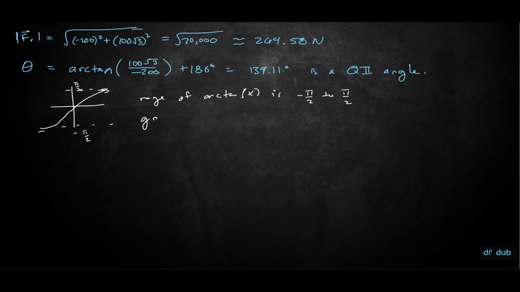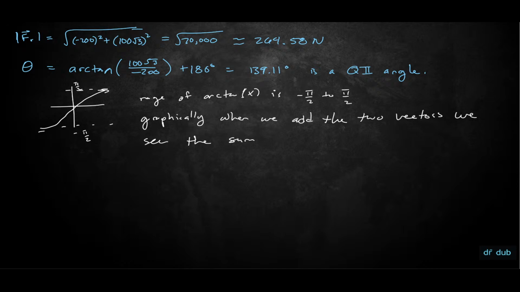And graphically, when we add the two vectors, we see the sum will be in quadrant 2. So arctan of a negative number actually gives us a negative angle. And so to get from quadrant 4 to quadrant 2, I have to add 180.